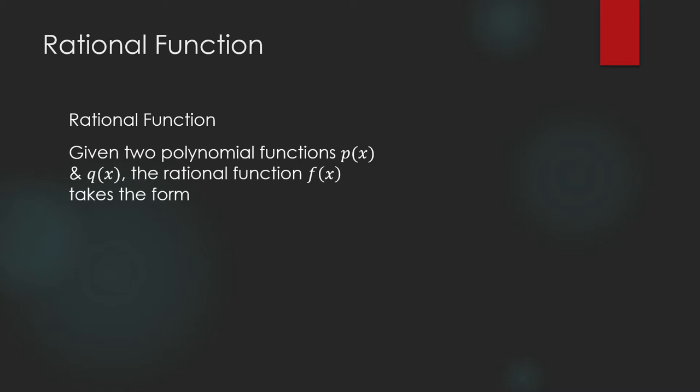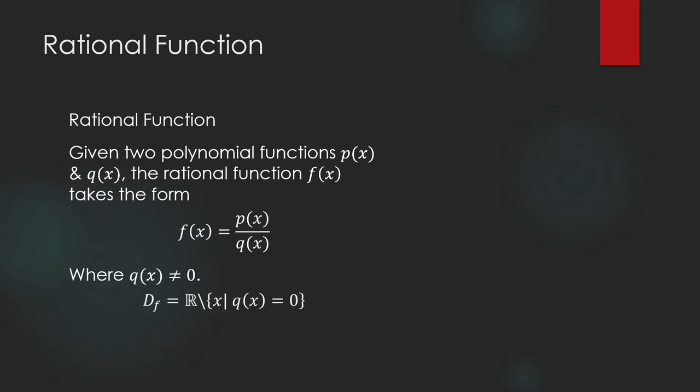Given two polynomial functions p of x and q of x, the rational function f of x takes this form, in which q of x is not equal to 0. The domain of this function is the set of real numbers except those values of x where q of x is equal to 0.